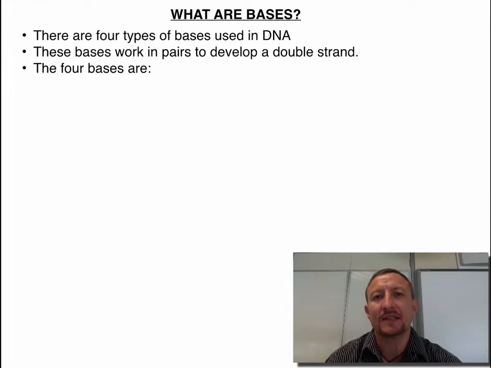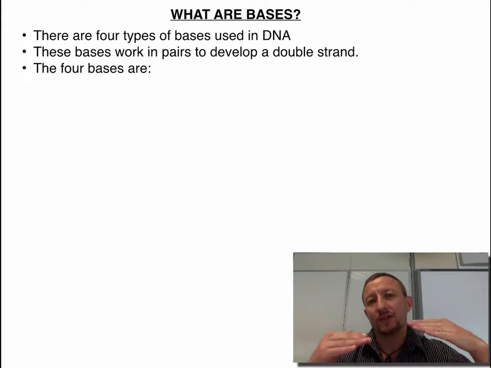What we're going to do in this activity is look in a little bit more detail at those rungs and identify what the bases are. Well, in DNA, there are 4 main bases. Now, they work together in pairs. So one base will always join to another base.